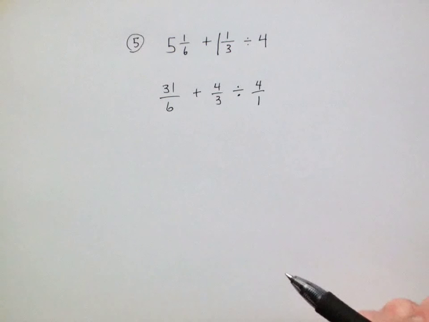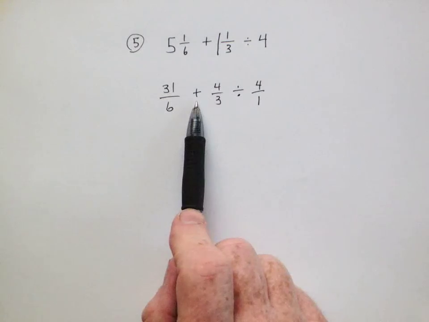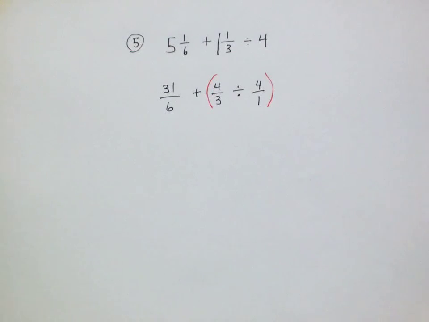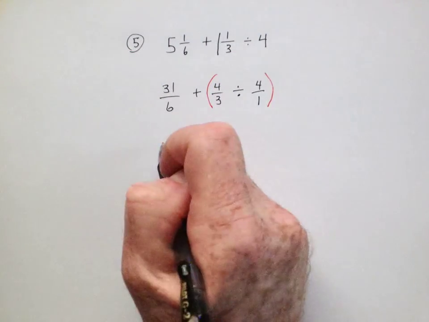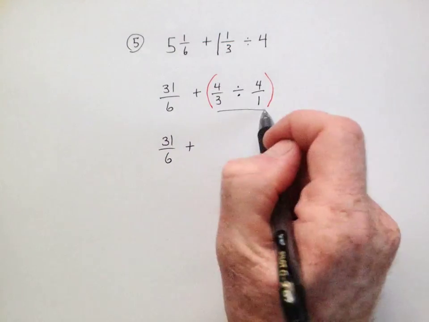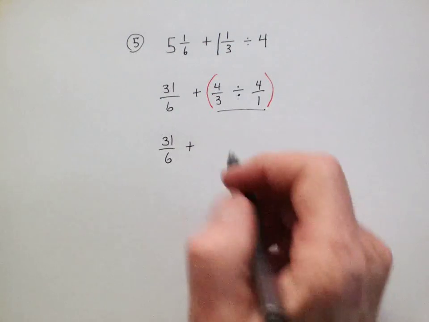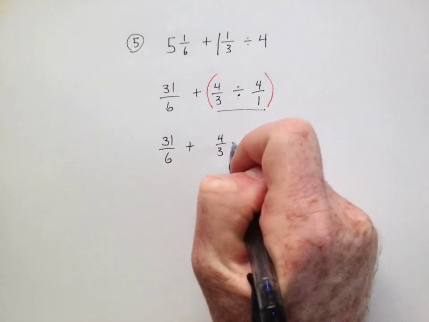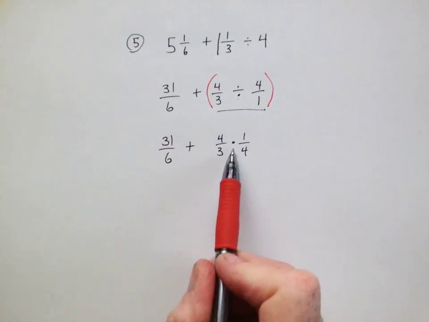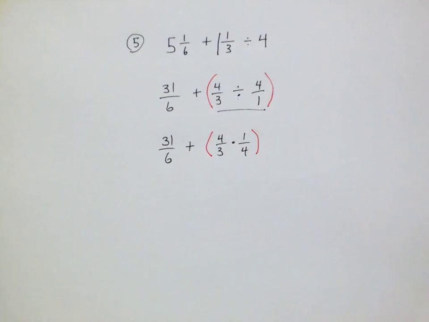Now I do order of operations. The order of operations says you have to do division before you do addition. So in a way, it's like it has parentheses around these two. So this first part, 31 over 6, and the plus sign stay there. And then for these two, I would change this to multiplication by inverting this. So it's going to be 4/3 multiplied by 1 over 4. And because of this multiplication sign, I'm going to have to do this multiplication first. Or in other words, it's as if there were parentheses still around this.